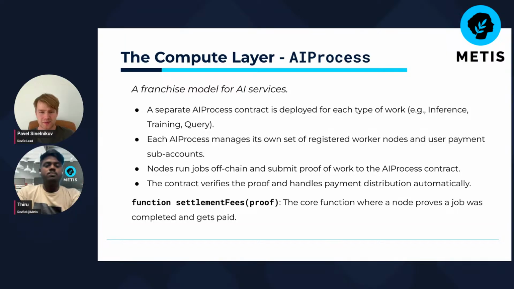So the nodes themselves are running off-chain, and then they're submitting on-chain as a proof. The contract itself verifies it and then distributes payments after verification. And the actual function to distribute the fees is also in here. So that's when a node completes a job and then gets paid for that job being completed.